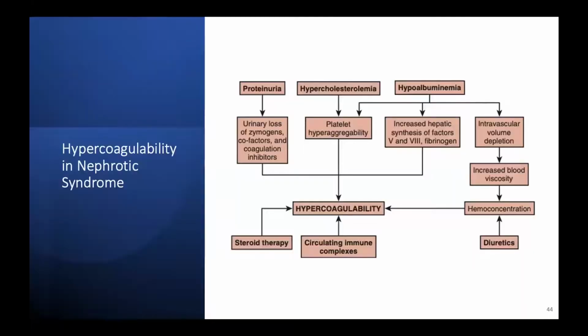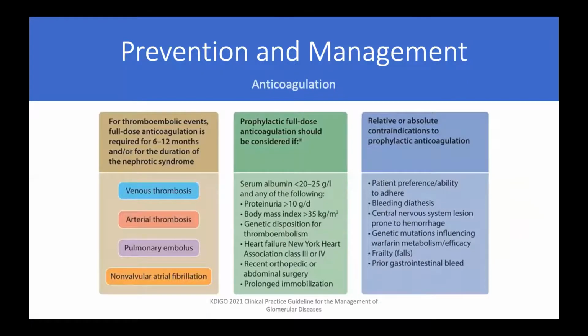So, coming to prevention and management of this thromboembolic complication, prophylactic full dose anticoagulation should be considered in all patients who are at high risk for these events. And if the patient already develops some thromboembolic complication, then the patient should receive full dose anticoagulation for 6 to 12 months, or the duration for which the patient remains in nephrotic state. So, these are some of the risk factors which were documented in the guidelines.